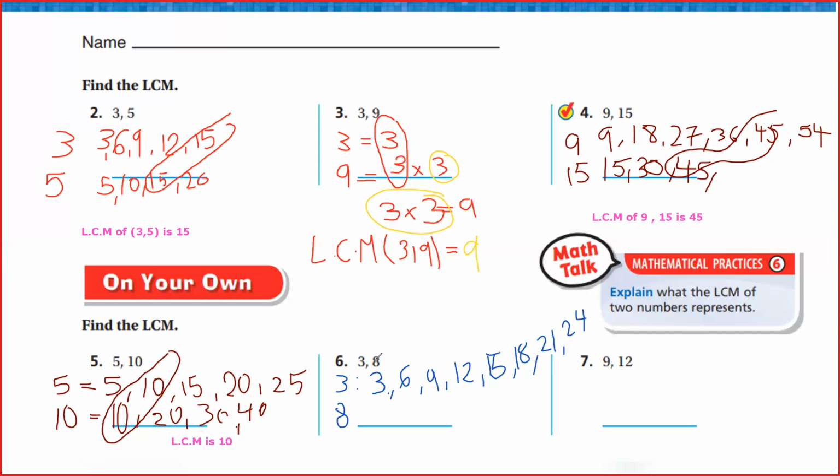What are the multiples of 8 here? 8 times 2, 16. 8 times 3. 8 times 4, 32. Okay, now can I stop or shall we continue?